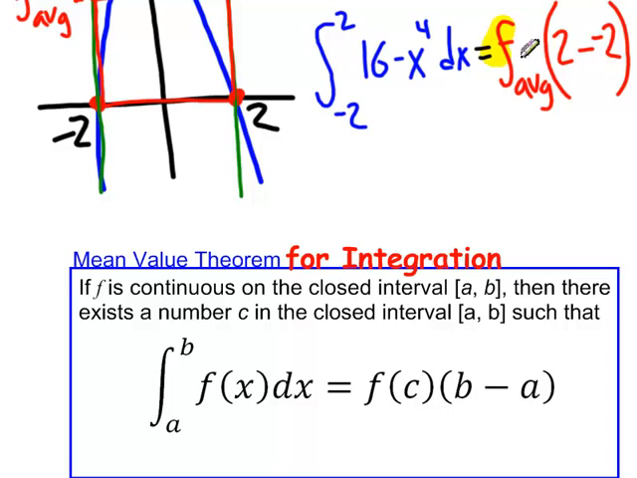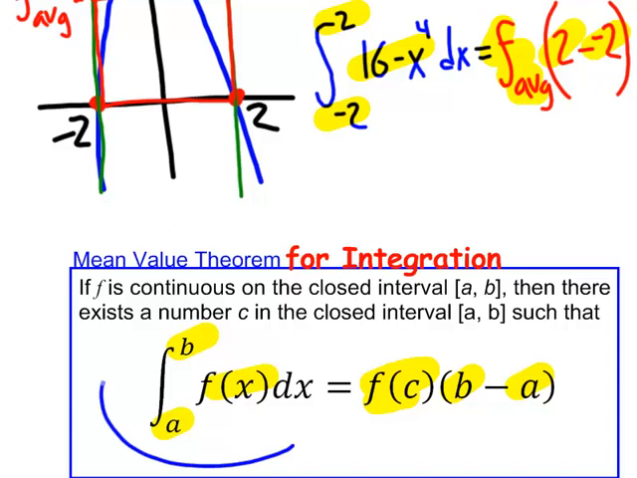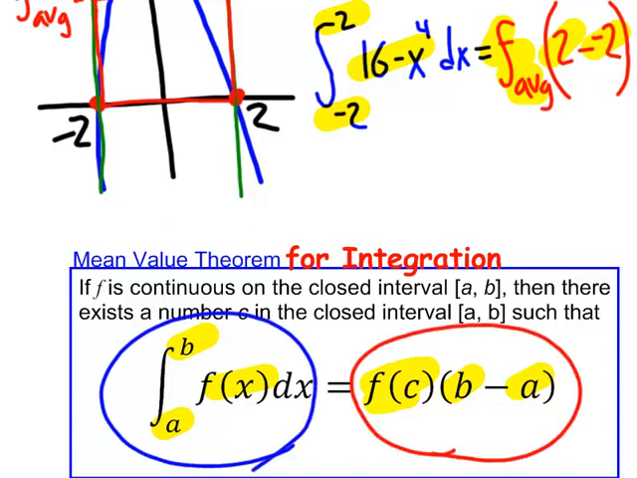I wrote F average instead of F of C. We'll get to that in a moment. But here is our A and our B values, -2 and 2. And over here we have B minus A, 2 minus -2. And of course over here we have the function f of x. So that's really all that the integration version of the MVT says, is that the volume of the ice, or area of the ice, equals the area of the water. In our 2D depiction here, of course. So let's proceed.